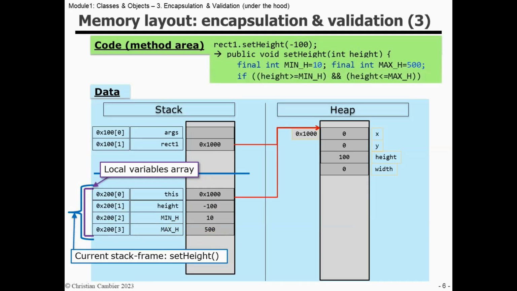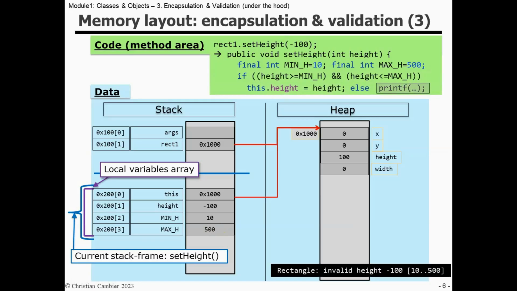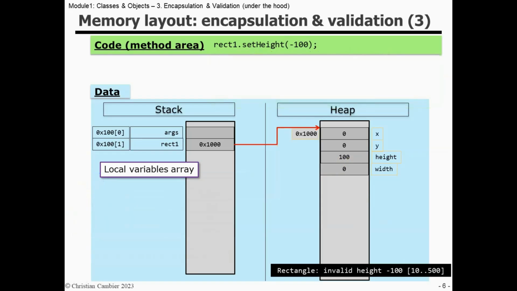So the if will now result in a false. And this time we print the notification in the console. So rectangle, invalid height minus 100, followed by the range of acceptable values. So no change of state will happen now. That's it for the setHeight, and we return back to the main method. No change of state, which is good, so our setHeight behaves correctly.